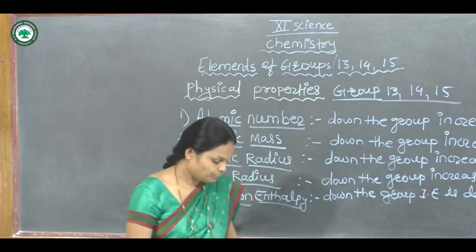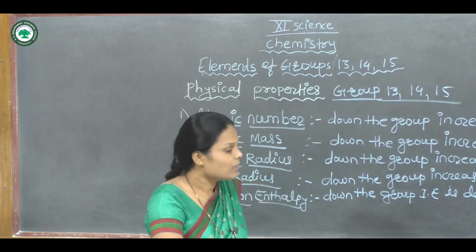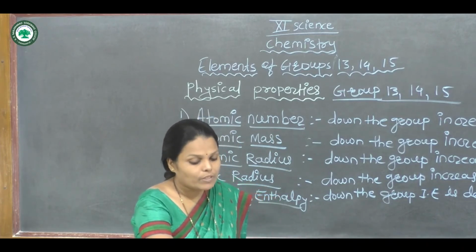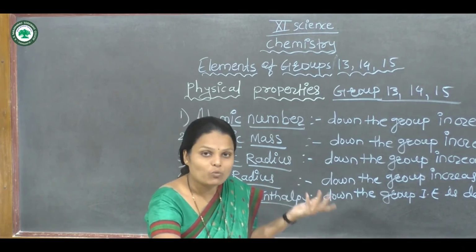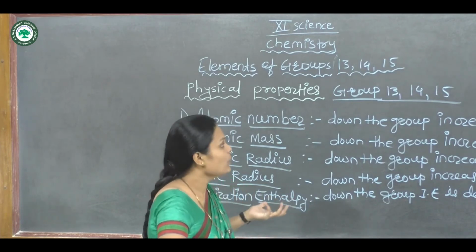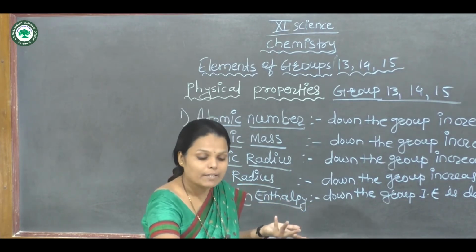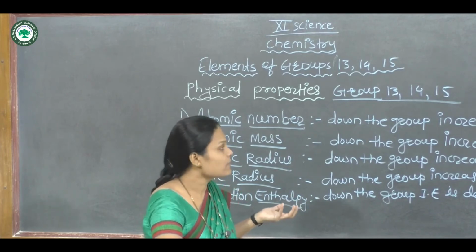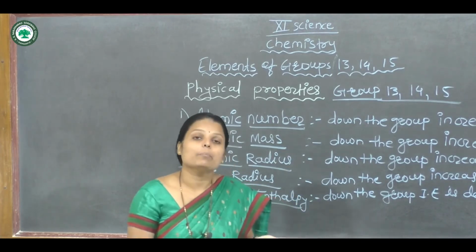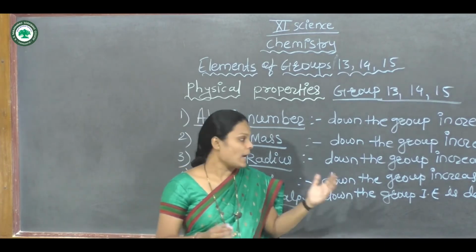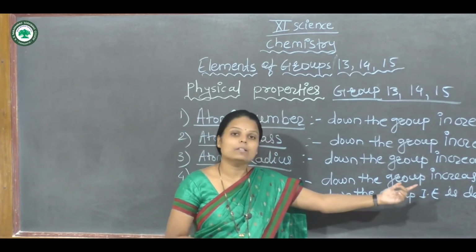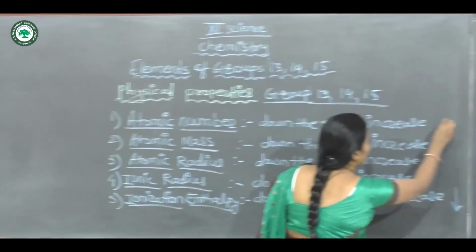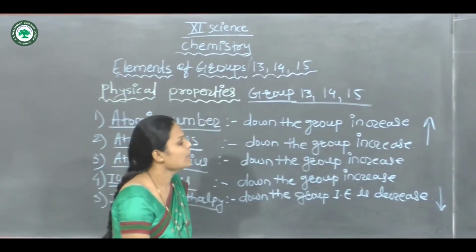Now the values. First, the boron family. The first element is boron. Its value is 801. The next element is aluminum. Its value is 577. Now gallium, it's 570. Then the next one is indium. It's 588. This means down the group ionization enthalpy decreases. Here it decreases, while the other properties increase down the group.